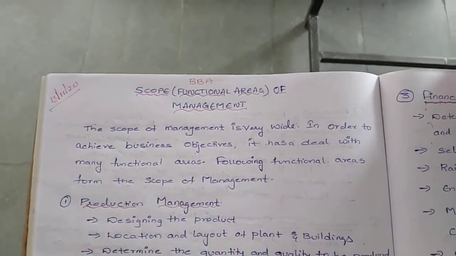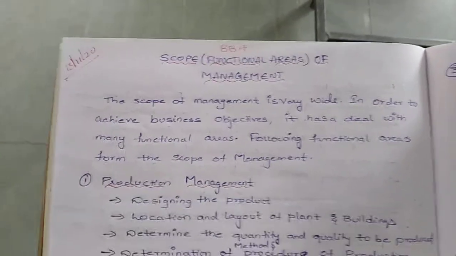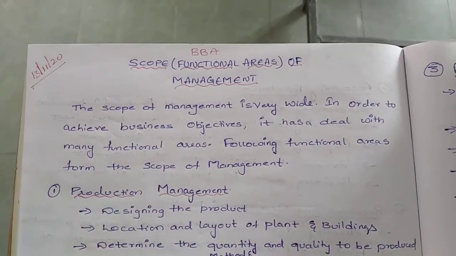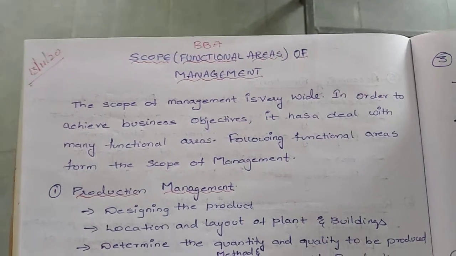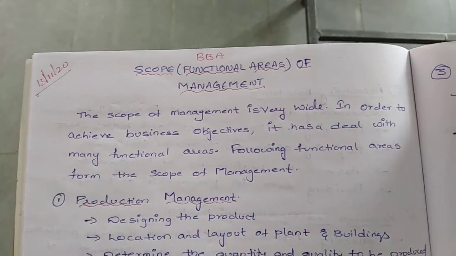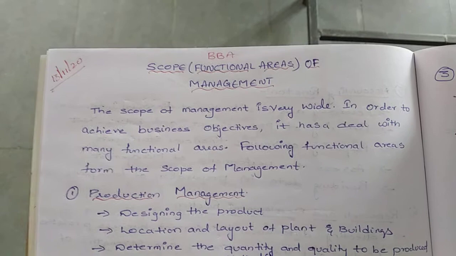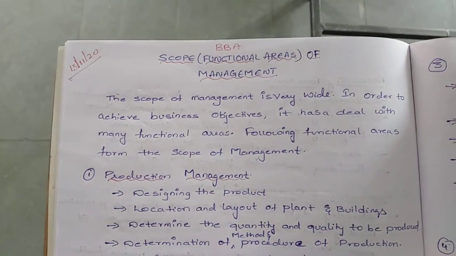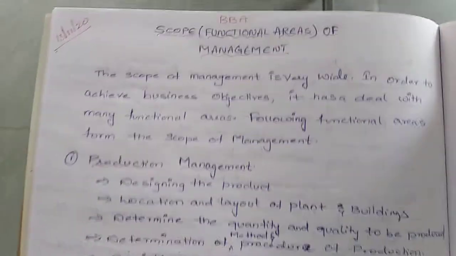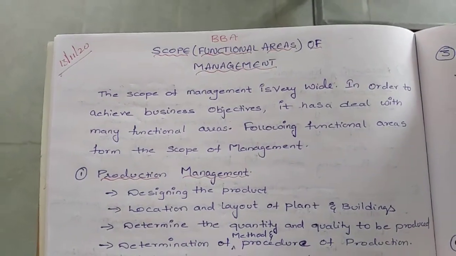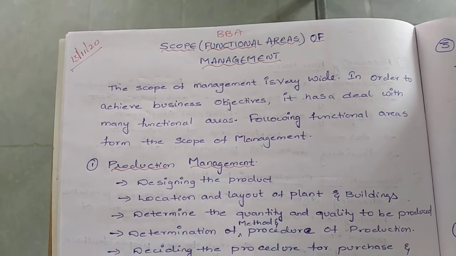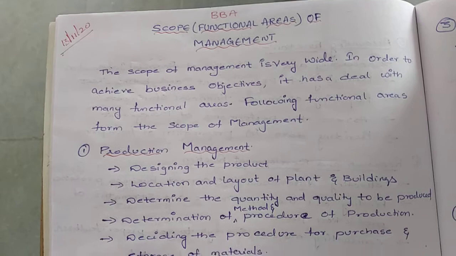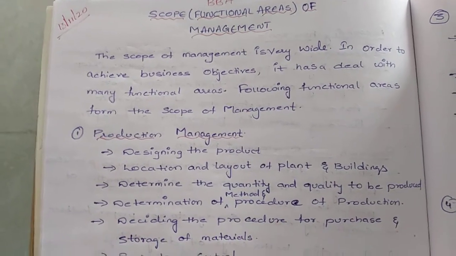What we have to understand is that to achieve an objective, a businessman has to deal with different functional areas. Different functional areas means we will have a production function, marketing function, financial function, office management function, and personnel function. To achieve a goal, all these functional areas should be perfect. The management in all these functional areas should be perfect.